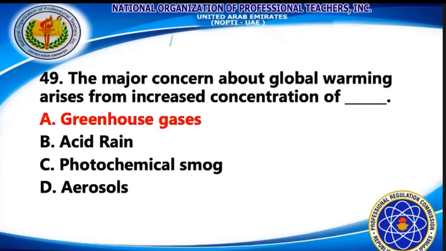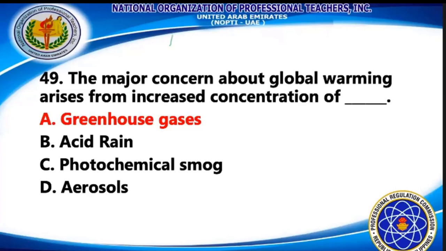Okay, we have greenhouse gases. Okay? So, because global warming is a natural or let's say, sometimes it is a human-induced phenomenon, increase in the average global temperature of the Earth's atmosphere. Yung tumataas ang temperature. And thus, this abnormal atmospheric condition is mainly caused by the greenhouse gases.